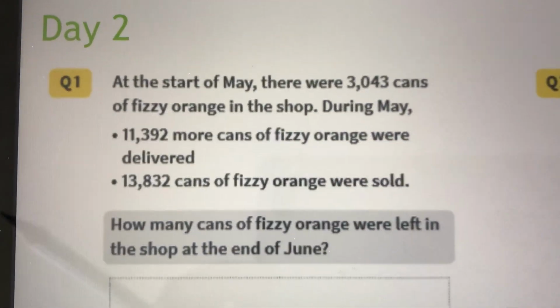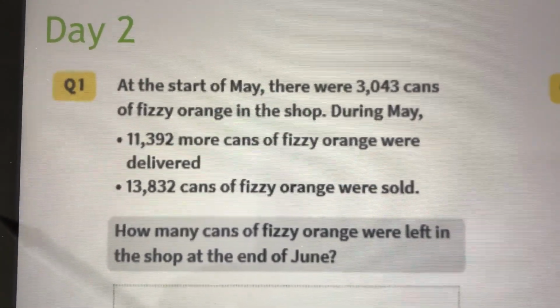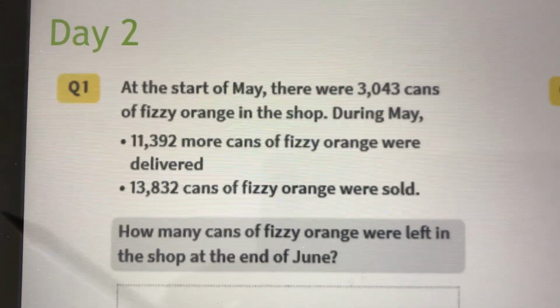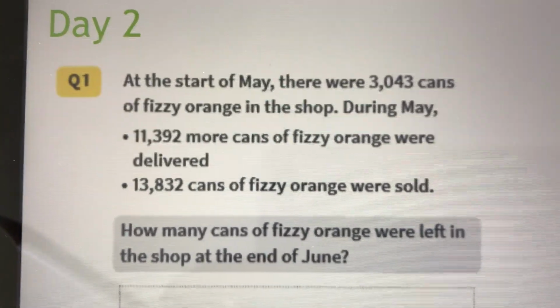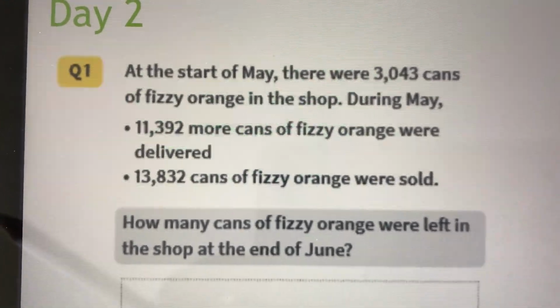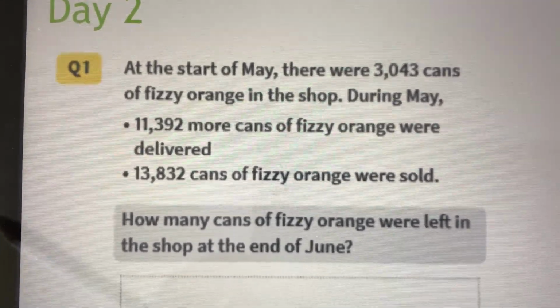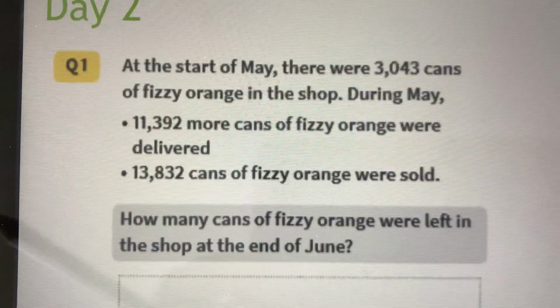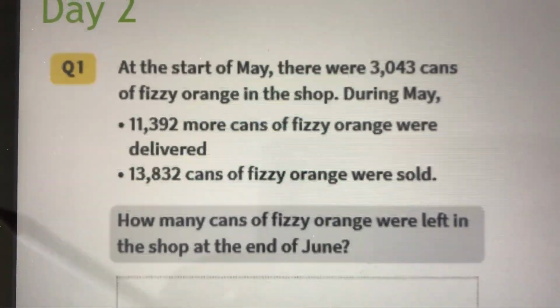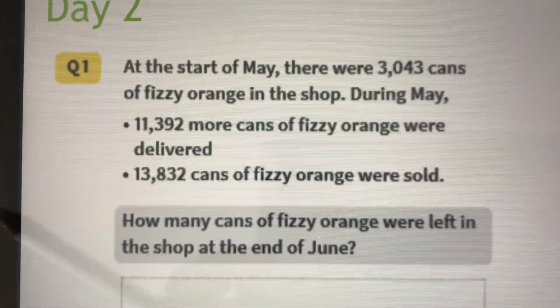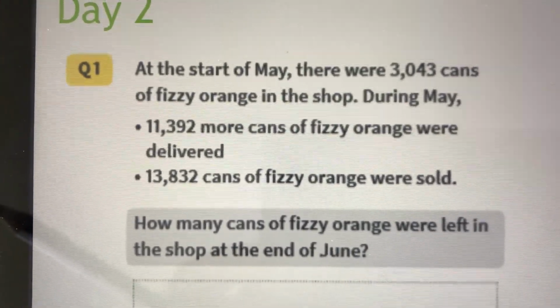So for question 1, at the start of May, there were 3,043 cans of fizzy orange in the shops. During May, 11,392 more cans were delivered. So that means I'm going to add them on if they were delivered, I think. And then 13,832 cans of fizzy orange were sold. How many cans of fizzy orange were left in the shop at the end of June? I think that should say May because we don't know about June. So let's work out the end of May.